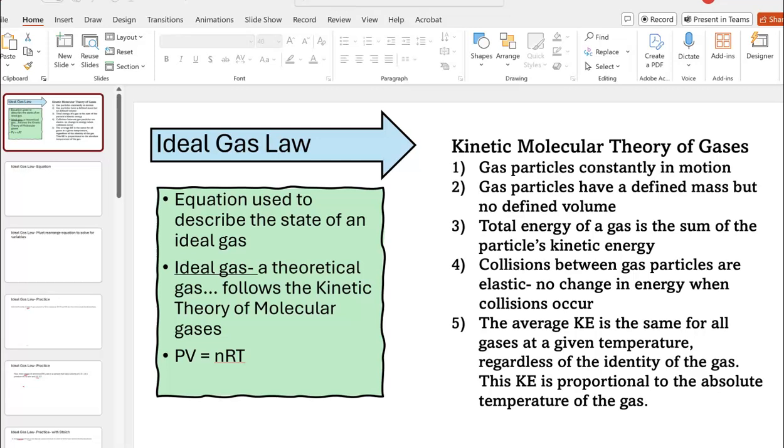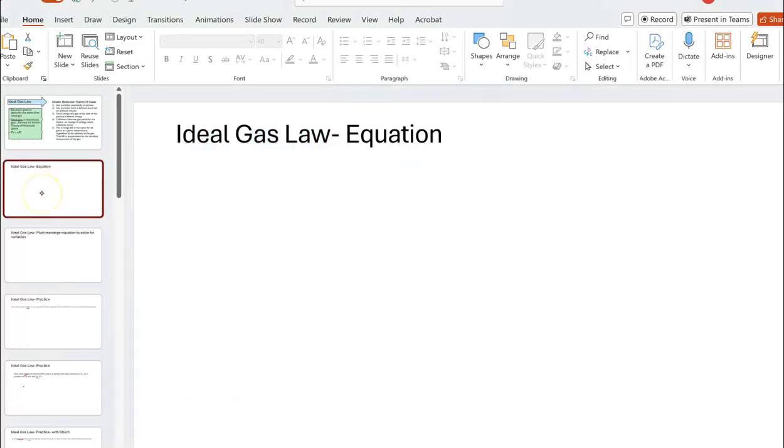So an ideal gas is a theoretical gas that follows the kinetic theory of molecular gases. Here's our kinetic theory of molecular gases. If we're talking about an ideal gas, it is going to follow all 5 of these things. I'm not going to read them off because I want to get to the meat of it. So I'm going to start with the ideal gas law equation.